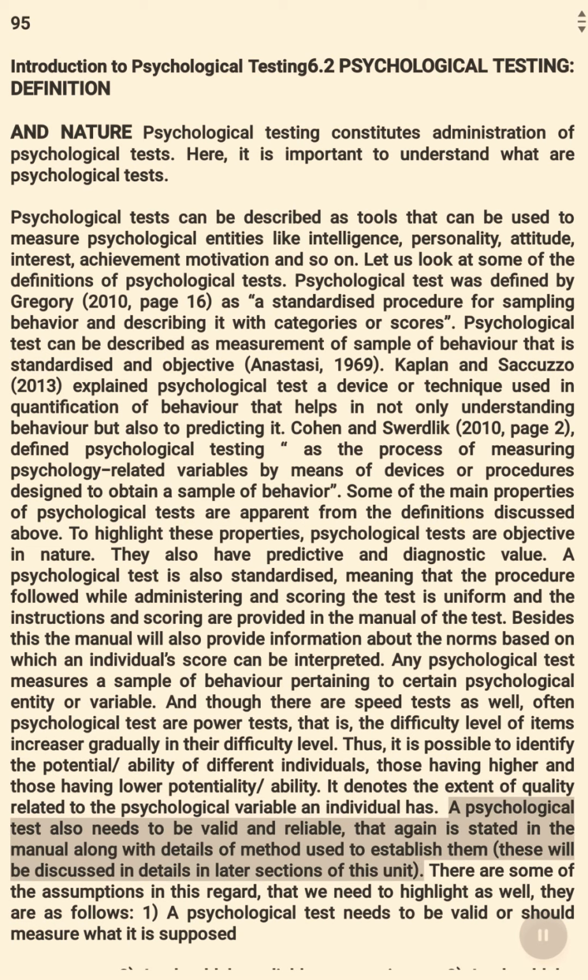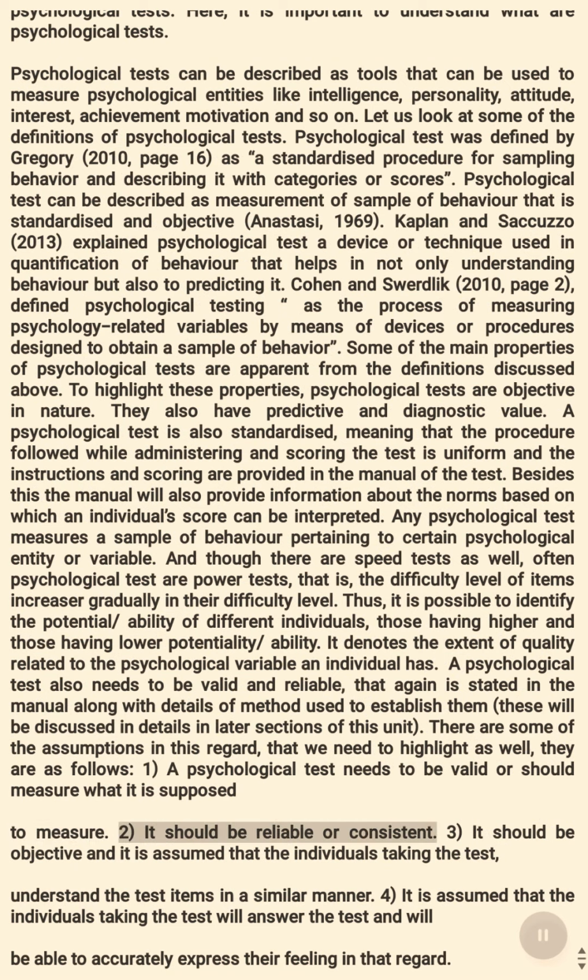A psychological test also needs to be valid and reliable. That again is stated in the manual along with details of the method used to establish them. These will be discussed in detail in later sections of this unit. There are some assumptions in this regard that we need to highlight as well. They are as follows. 1. A psychological test needs to be valid, or should measure what it is supposed to measure. 2. It should be reliable, or consistent.